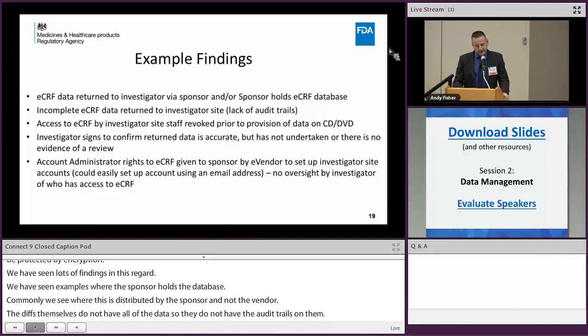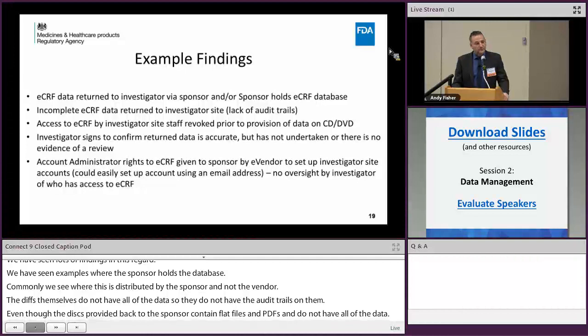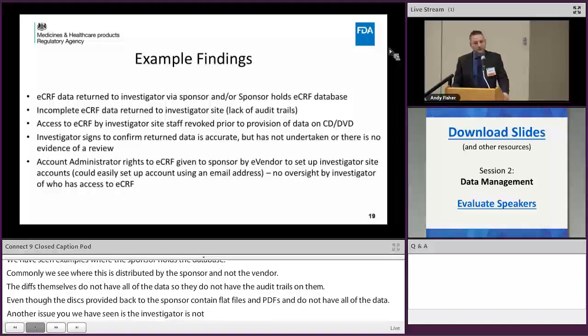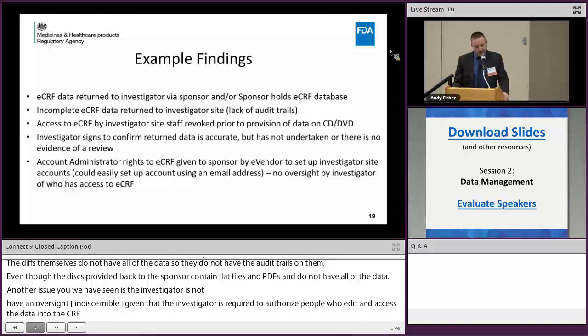Another issue we've seen is that the investigators don't have oversight of account setup for people entering data into the system, that's controlled by the sponsor. Given that the investigator is required to authorize people who edit and enter data into the CRF, with the sponsor setting up all the accounts, how does the investigator oversee who's entering data into their CRF? Often there's no involvement of the investigator in that process. And lastly, we see investigators sign to say they've reviewed their data and it's all correct, and sign a document, but they've never actually looked at the disc themselves.